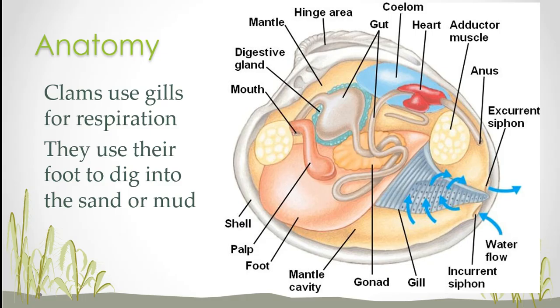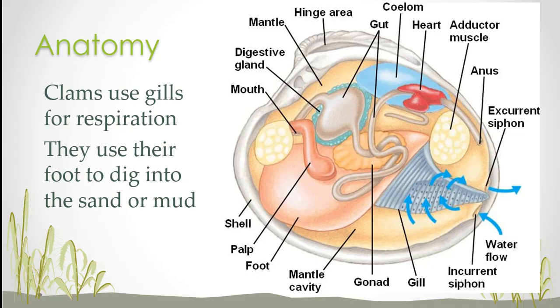So clams are going to use gills for respiration. In fact, the gills are one of the most prominent parts of the anatomy. You can also buy clams and mussels at the grocery store, some that are already cooked and frozen. You can open those up and you can see all these structures, which is kind of fun to do.